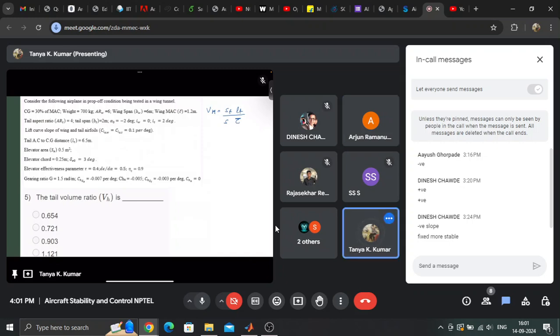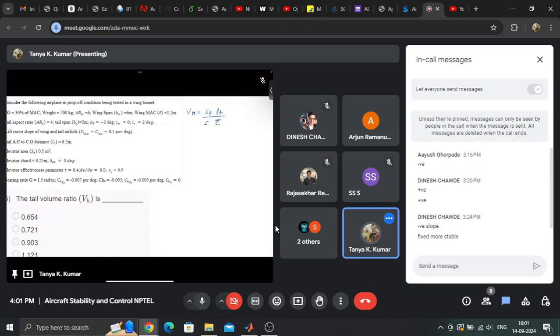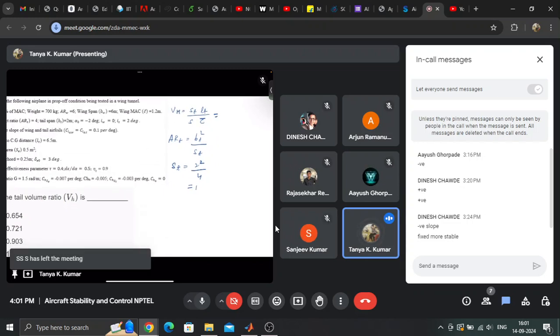Solve it for completion sake. So before we had found out this wing area, let's just do it for the tail also. So aspect ratio of the tail is span of the tail squared by ST. So ST squared by 4, and that comes as 1. So it simplifies our calculation. 1 upon, we have found out S as 6, LT is 6.5, and this is 1.2, so yes, 0.903.